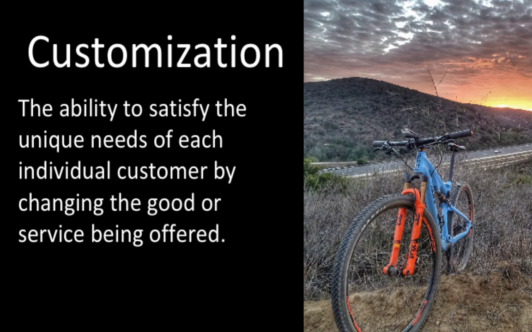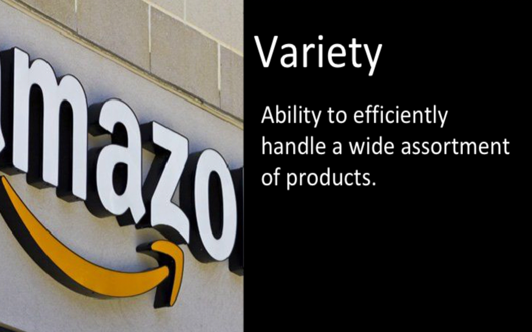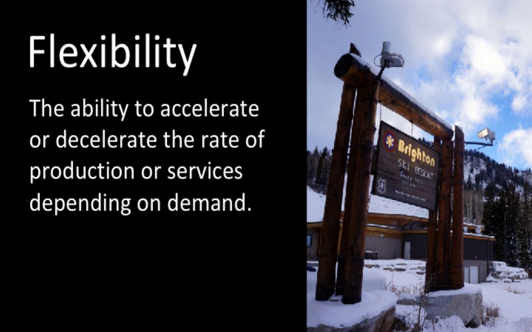Variety is the ability to effectively handle a wide assortment of products. One of Amazon's taglines is "Less of more." Amazon aims to be the preferred source of everything. And then volume flexibility, which is the ability to accelerate or decelerate the rate of production or services depending on demand. Brighton and other ski resorts set up their operations to meet the wide swings in seasonal and weekly demand.